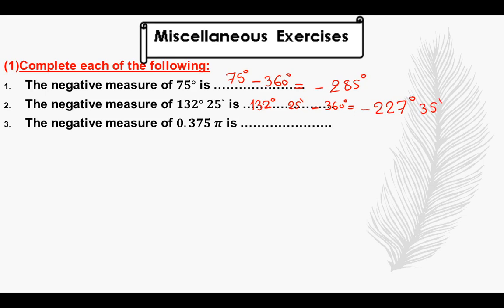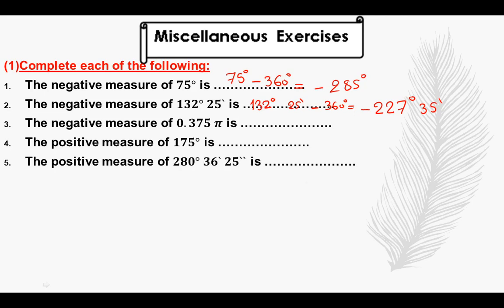Again, the negative measure of 0.375 pi. Pi, we are going to talk about it in the next lesson. The positive measure of negative 175. Here we want to find the positive measure. Negative 175 is the negative measure, so we will add 360. So it will be negative 175 plus 360 degrees.